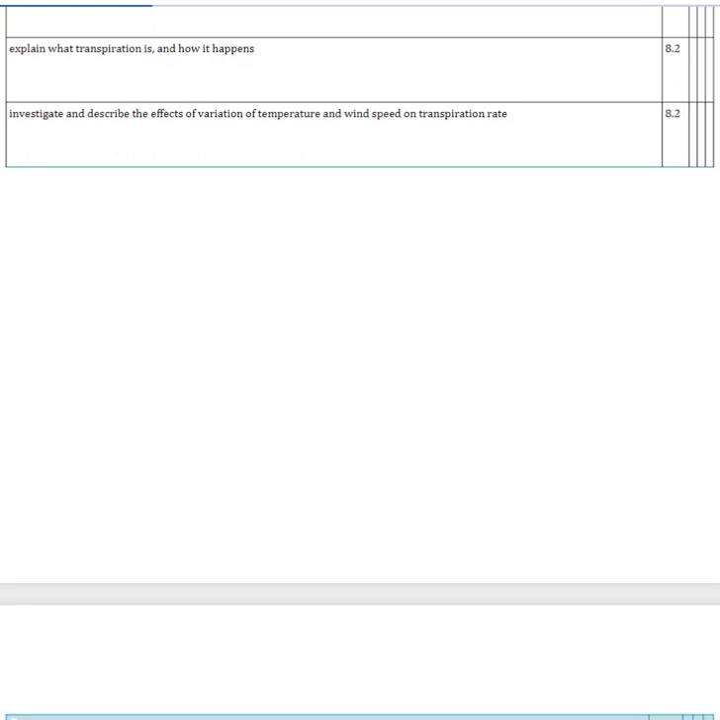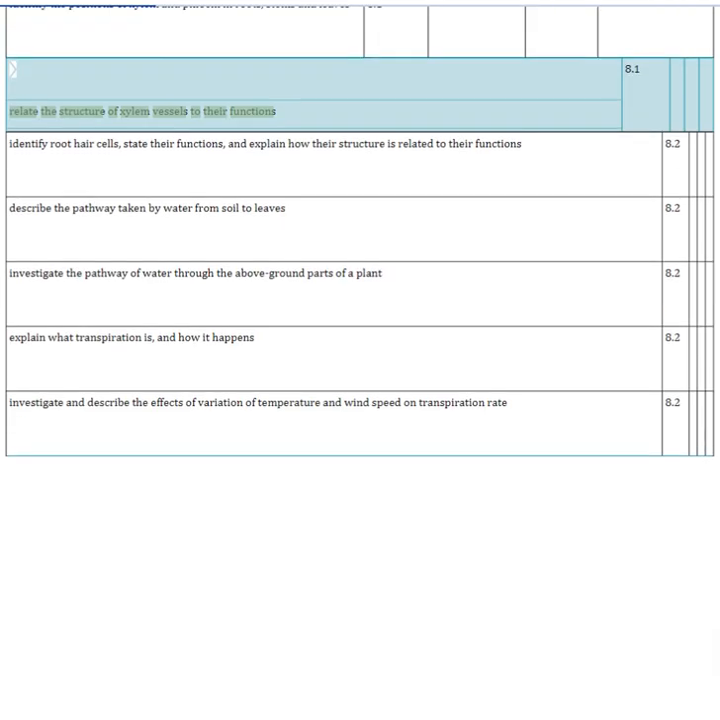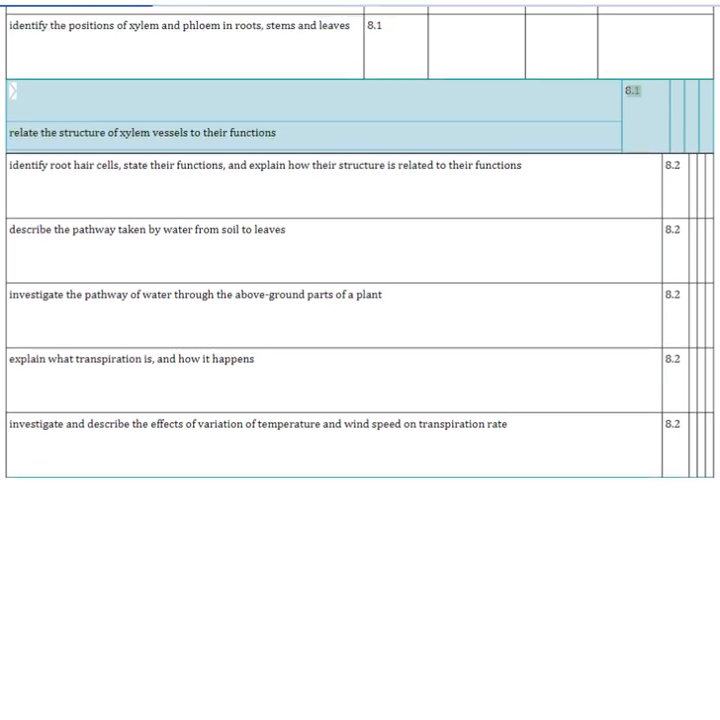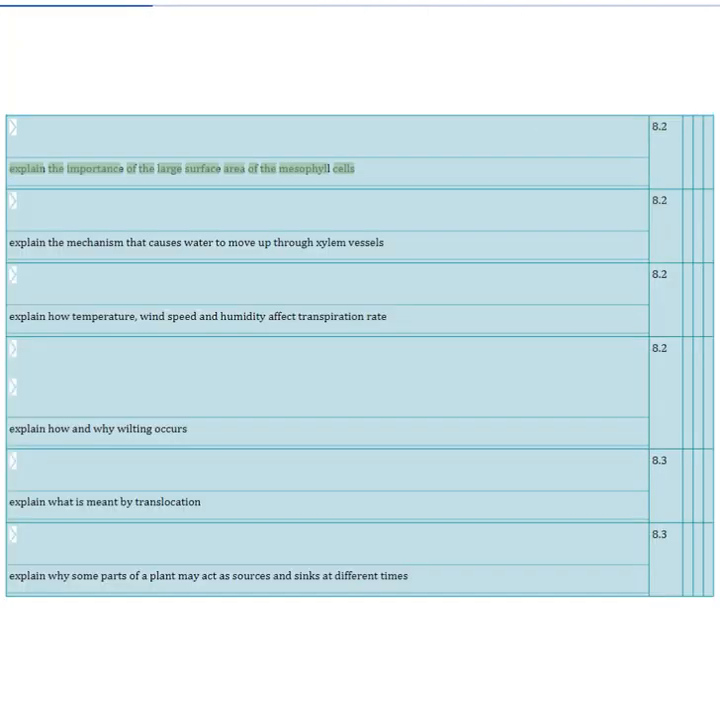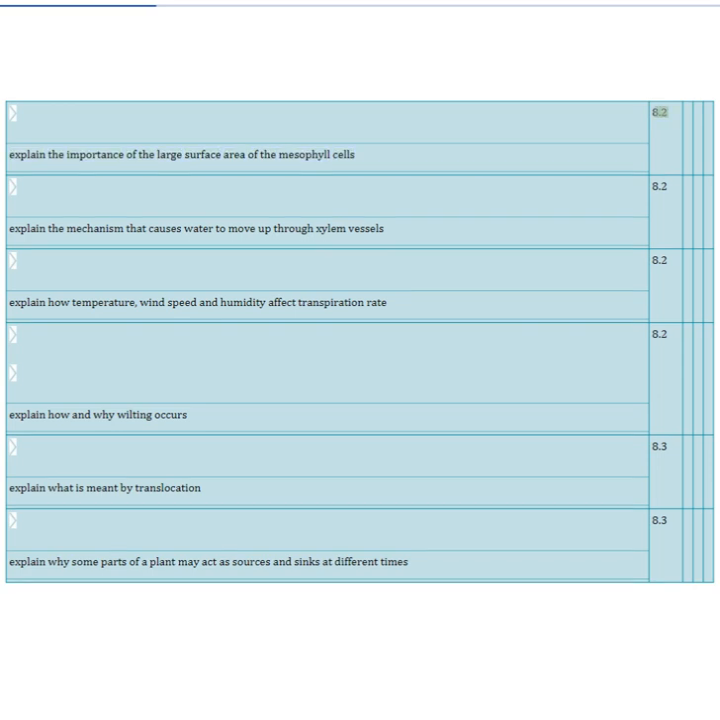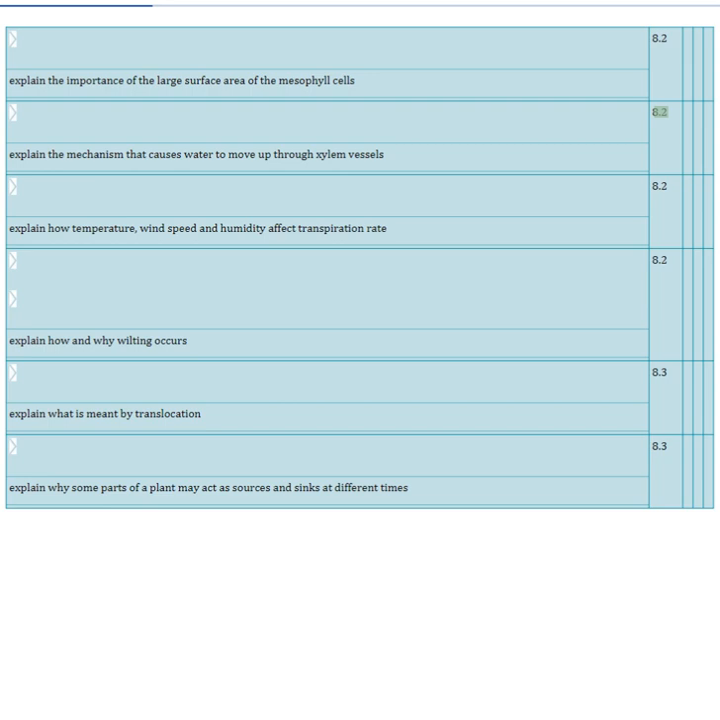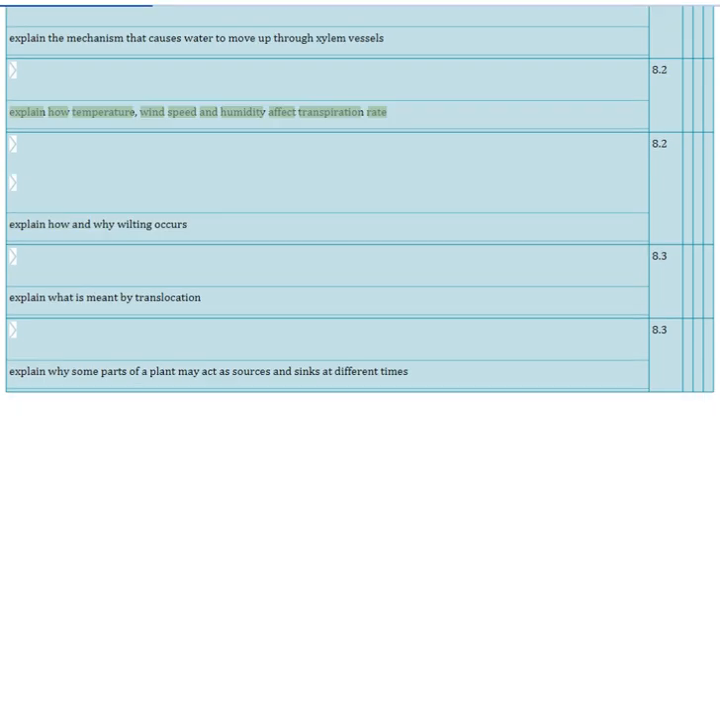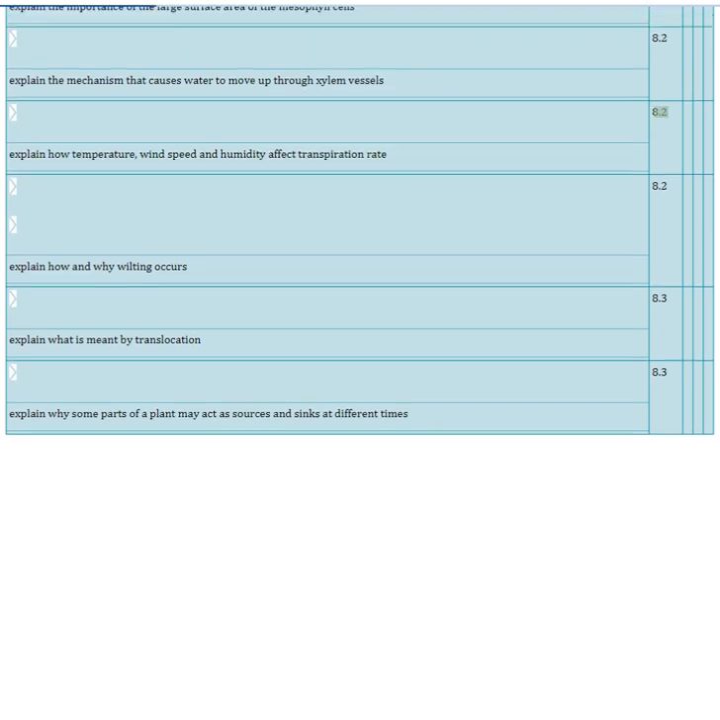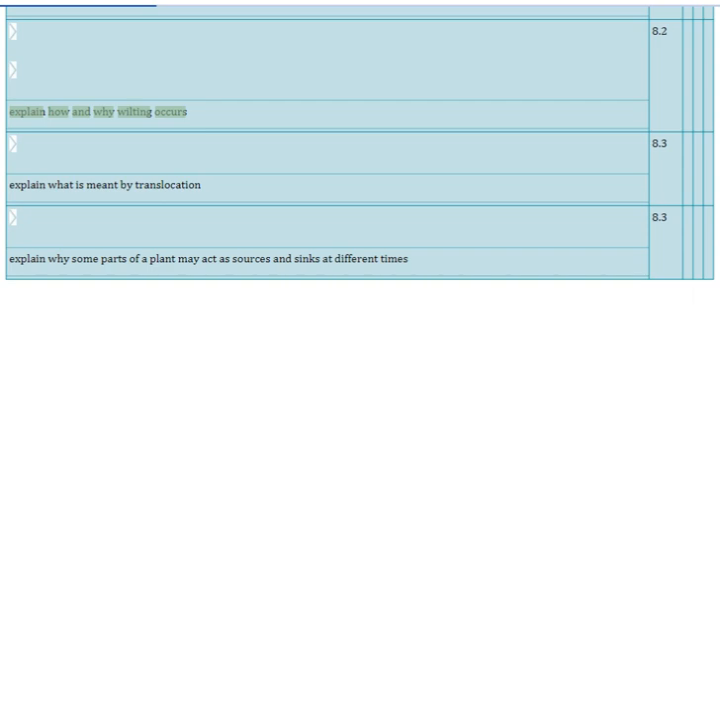8.2 Relate the structure of xylem vessels to their functions. 8.1 Explain the importance of the large surface area of the mesophyll cells. 8.2 Explain the mechanism that causes water to move up through xylem vessels. 8.2 Explain how temperature, wind speed and humidity affect transpiration rate. 8.2 Explain how and why wilting occurs.